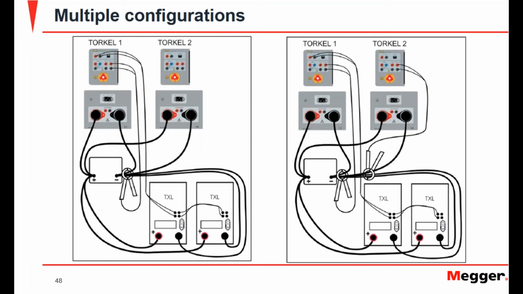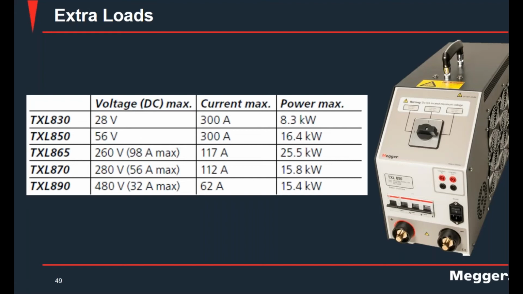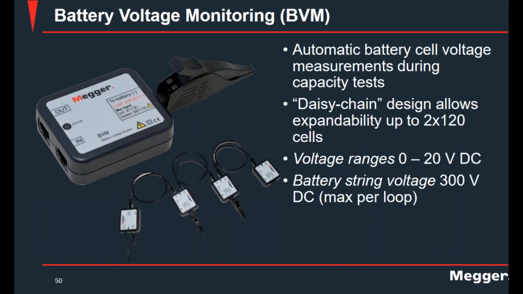And those extra loads also come in different models depending on the voltage that you need to connect to and the different power requirements. For individual or battery voltage monitoring, we have the VVMs, which are little boxes that are daisy chained through an Ethernet cable, and they can daisy chain up to 120 cells. Individually, they can measure up to 20 volts DC, and the maximum string that you can measure is 300 volts per string or per loop.